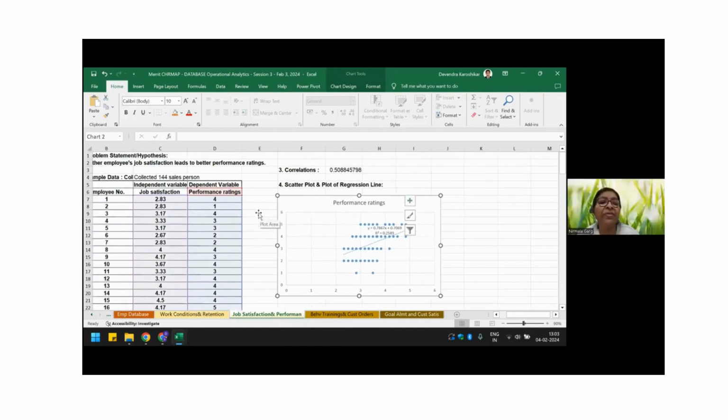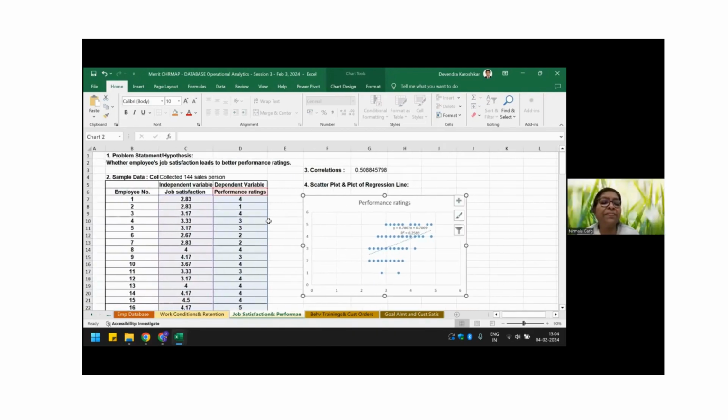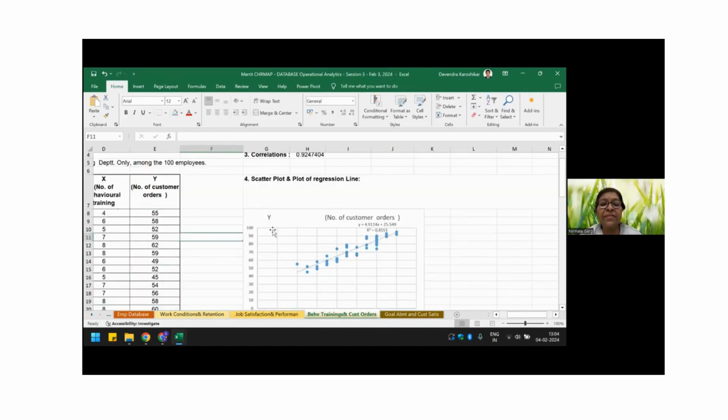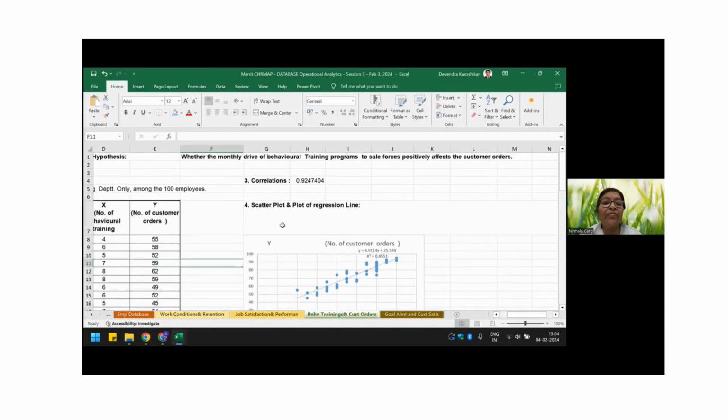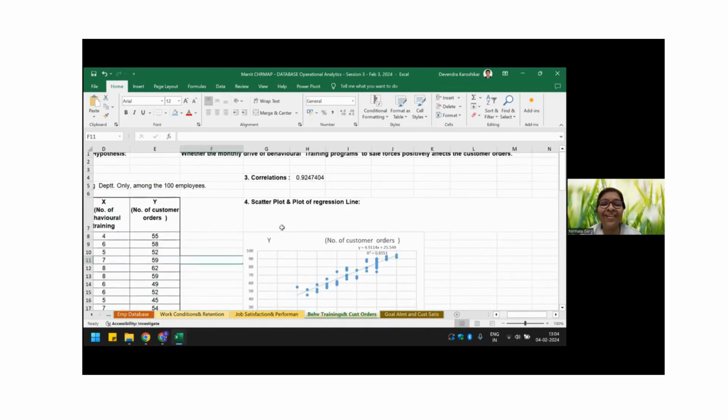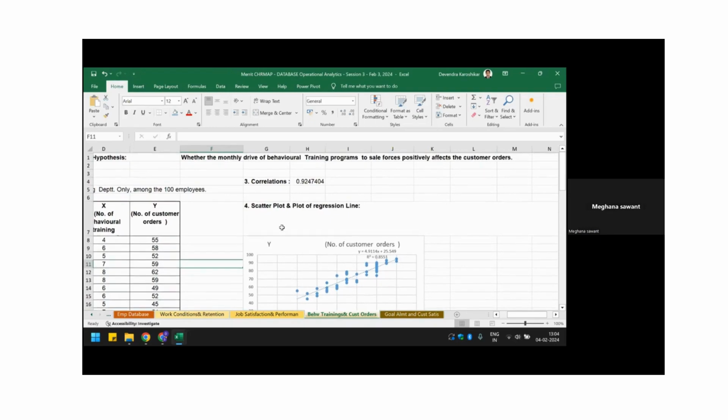So what is the statement? Is it true or false? False. Again, false, because the regression R square is 0.25. Okay. Show me the other one. Goal alignment. Okay. Behavioral training. True or false? True. R square is 0.85, so it's true.